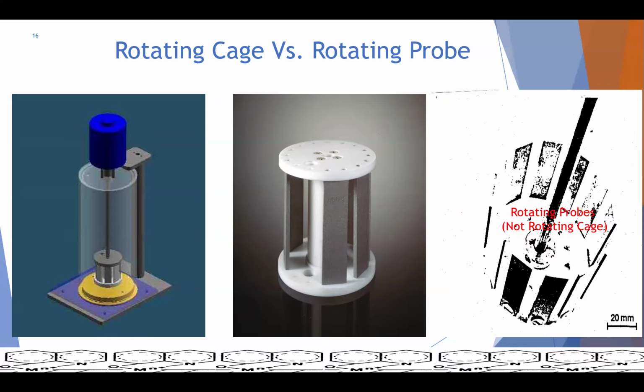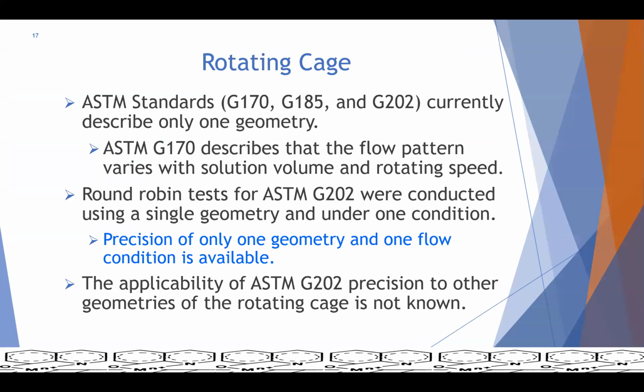If you look at the 1970s and 1980s, this is known as rotating probe. There are some good publications, both in German as well as in North America. So rotating probe is not rotating cage. Rotating cage has got top cover and bottom cover. These characterizations are important when we are standardizing it.